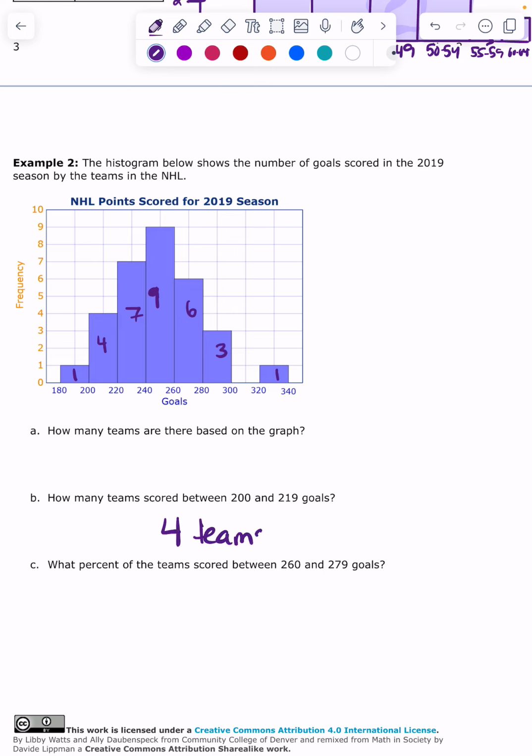How many teams are there based on the graph? So we have to add up all of those values that we just labeled. And when I did that, I got, I think, 31. What percent of the teams scored between 260 and 279? So that's 6 teams. And if I divide that by the total, that gives me the relative frequency, 0.1935.